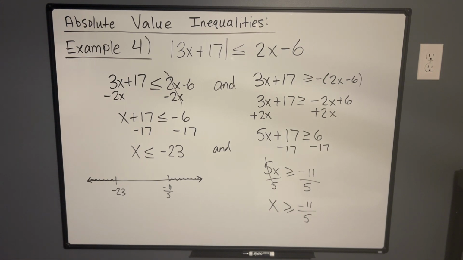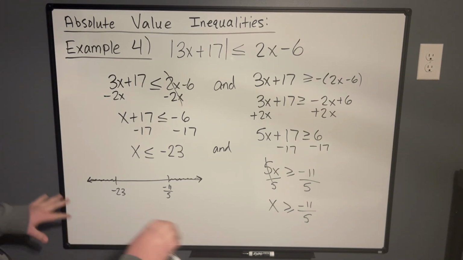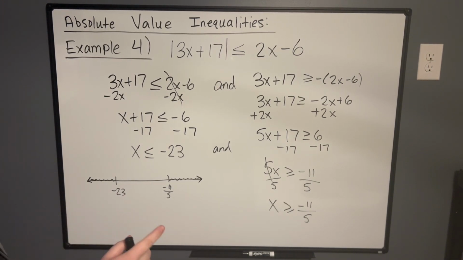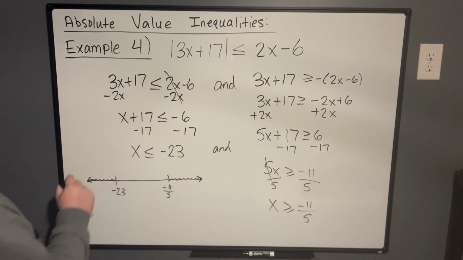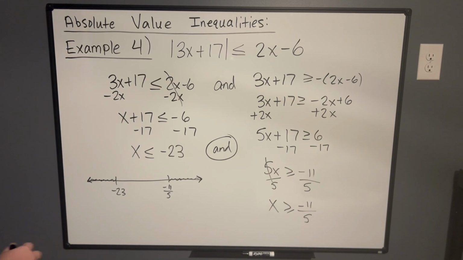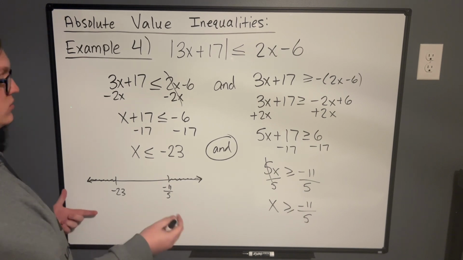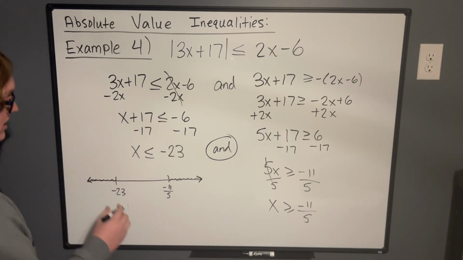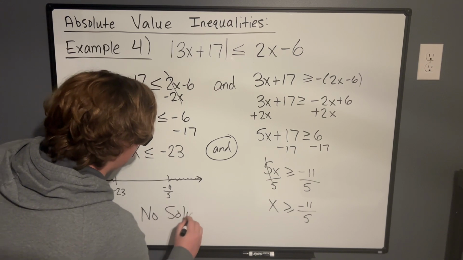But the problem is that with those solutions, they never overlap each other, right? They never touch the same thing. So what that tells us is that there's actually no value of x that would make this statement true, because we have this and here. This is why it's so important to make sure you say and or or, because since we have this and, it actually means we have no solution. So it's very important to check that. So that means that this inequality actually has no solution.